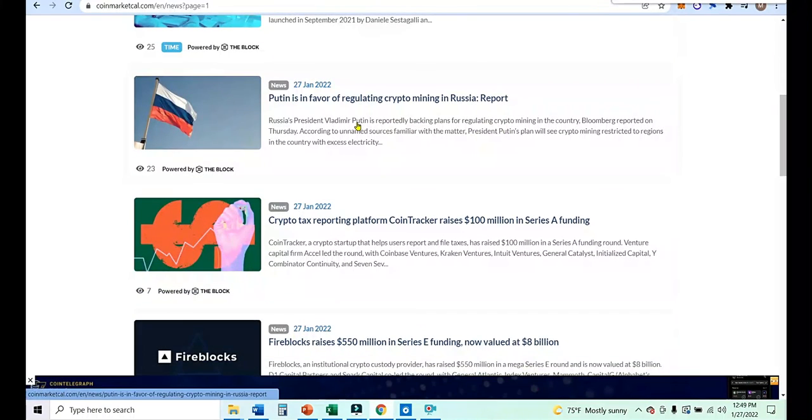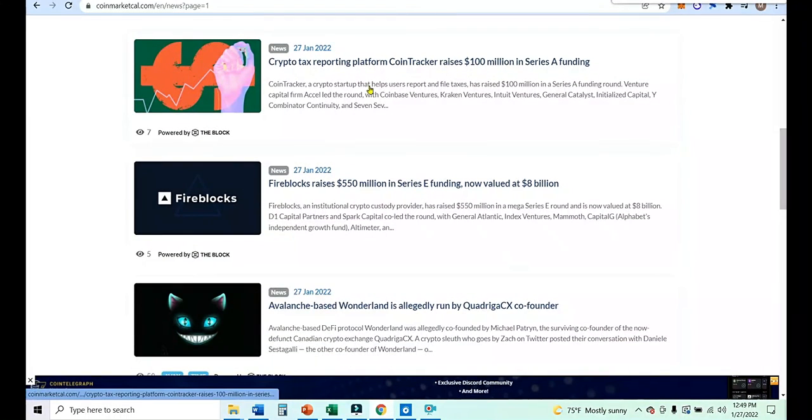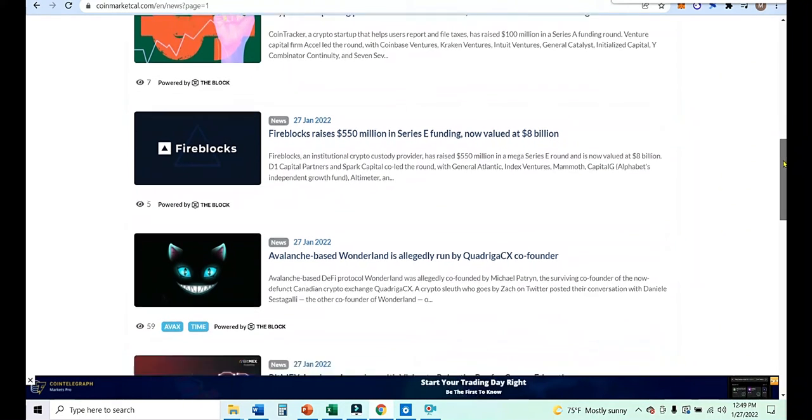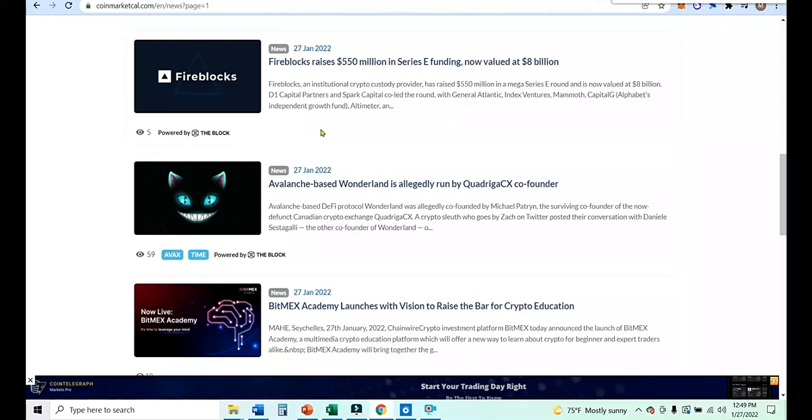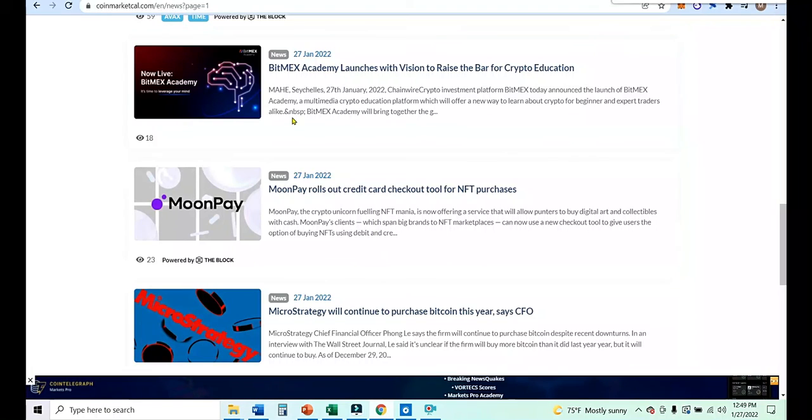Putin is in favor of regulating crypto mining in Russia. So not banning it, but let's regulate it. Crypto tax reporting platform CoinTracker raises $100 million in Series A fund. So again, a lot of money coming into this space. Fireblocks, which is like a security for cryptos, raises $550 million in Series E funding, now valued at $8 billion. Nuts. Again, Wonderland. BitMEX Academy launches with vision to raise the bar for crypto education.